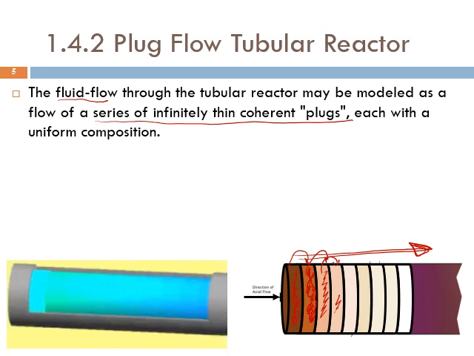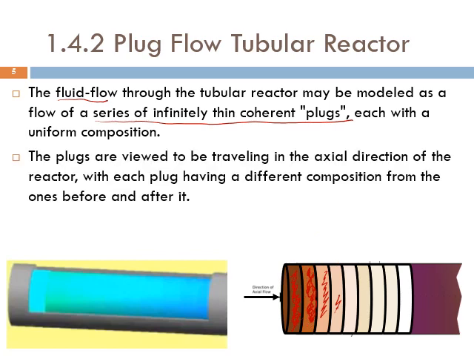For instance, the concentration of reactant A here will be less than the concentration of reactant A here. So C_A here is more than C_A here, and so on. As you know, the concentration decreases. The plugs are viewed to be traveling in the axial direction of the reactor, with each plug having a different composition from the ones before and after it.